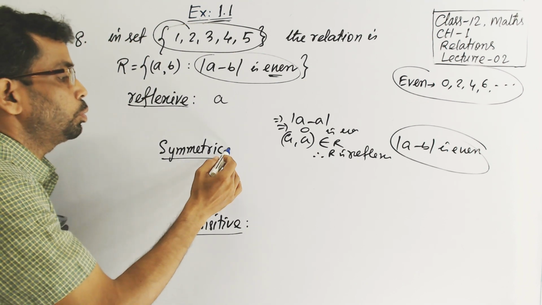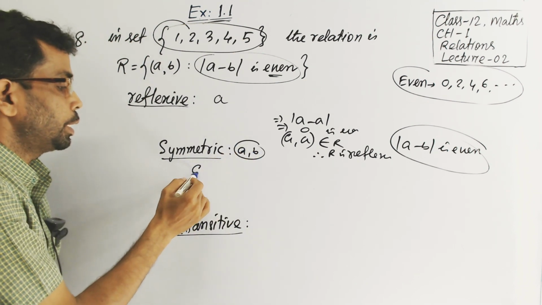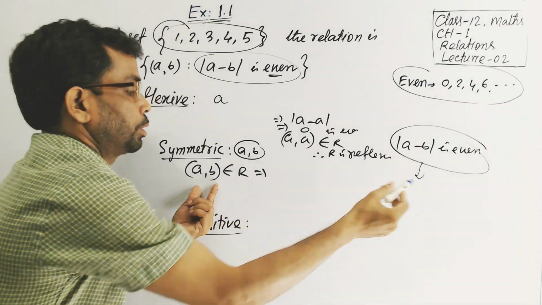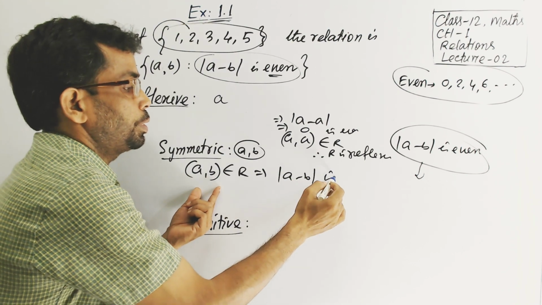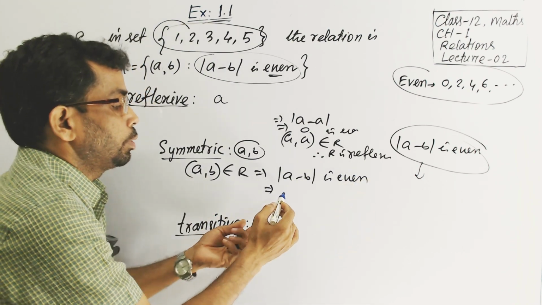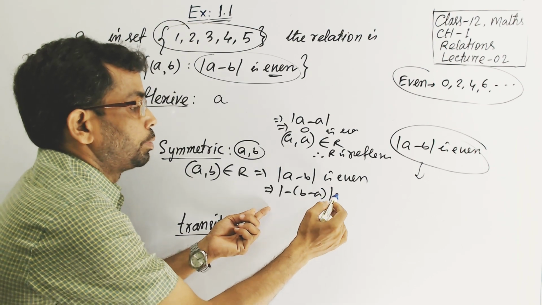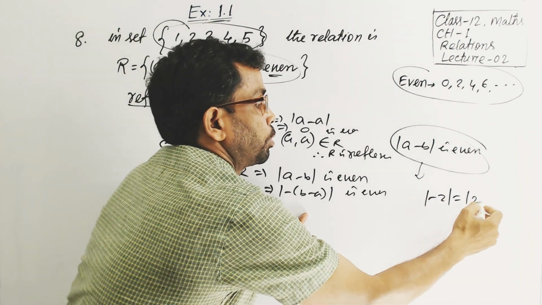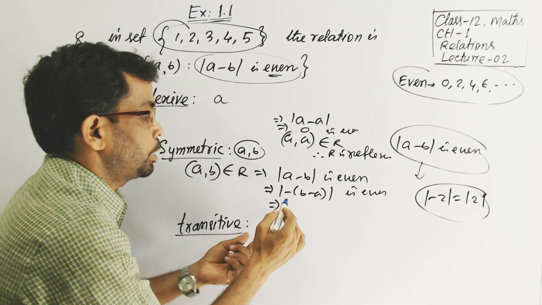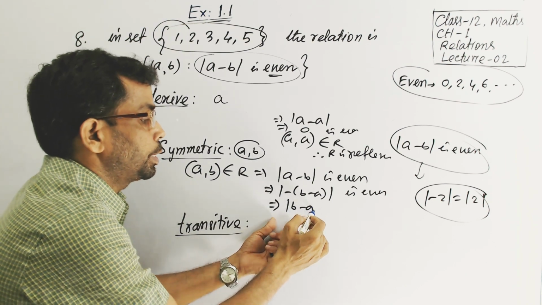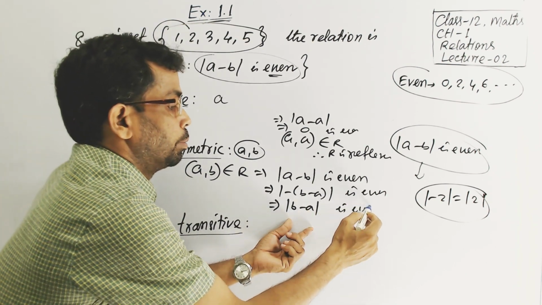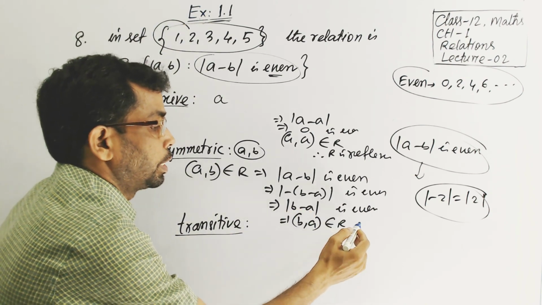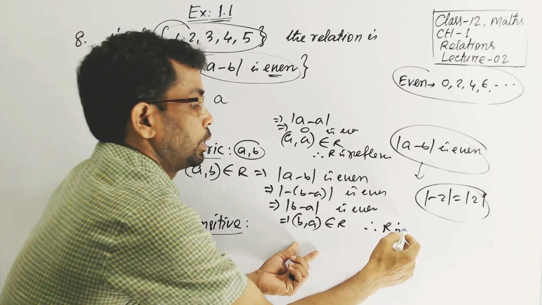Symmetric we explain with two letters. I can take A, B, and if the pair AB is in the relation, then they must satisfy this condition. That means modulus of A minus B is even. Then we can take minus common and we can reverse the pair. That is also even. Modulus of minus 2 is the same as modulus of plus 2, so modulus of a negative is the same as modulus of a positive, so I can make it B minus A is also even. And if modulus of B minus A is even, that means the pair BA is also in the relation, therefore the relation R is symmetric.